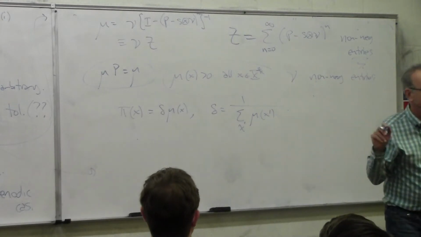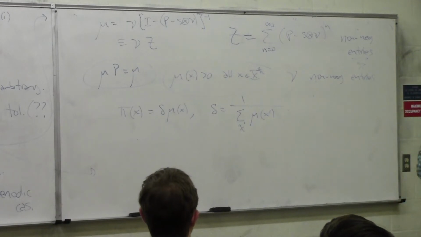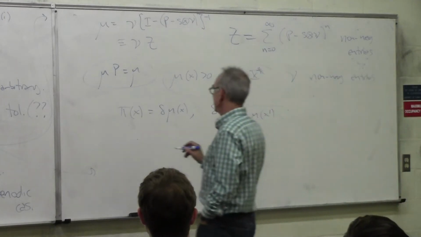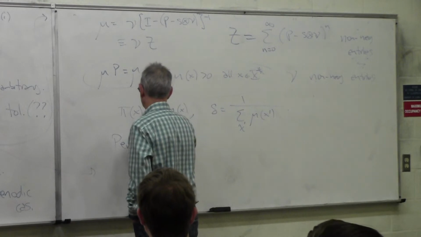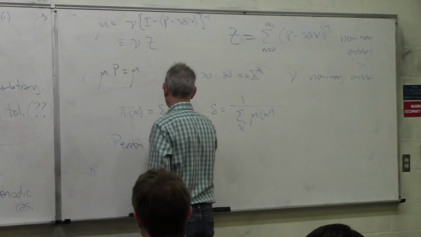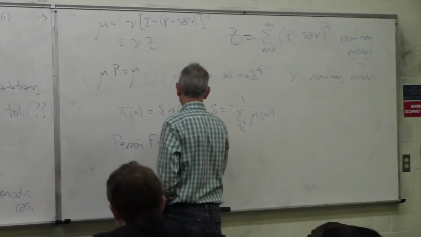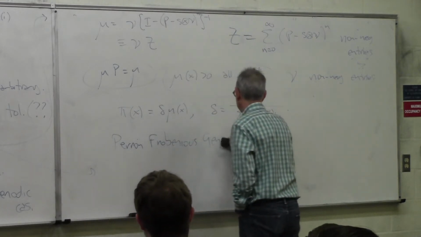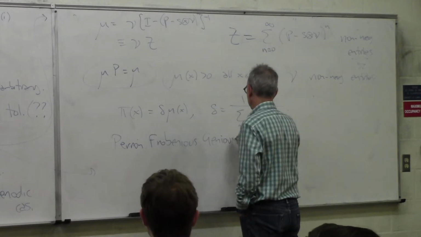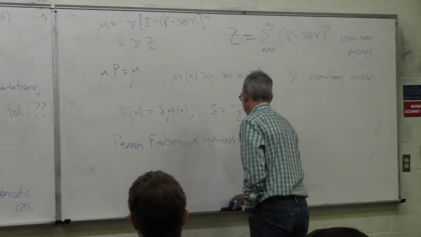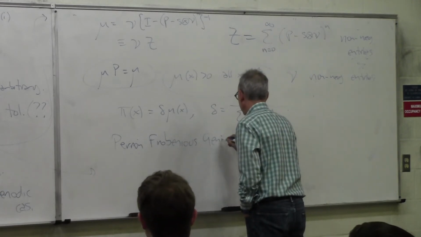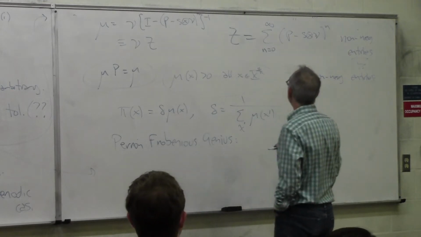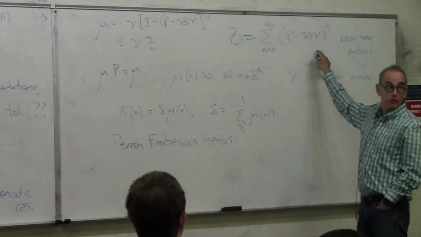Is that inverted? Yeah, that's where I cheated. So what is the Perron-Frobenius genius? God, I didn't get enough sleep. The Perron-Frobenius genius is to prove this is bounded.